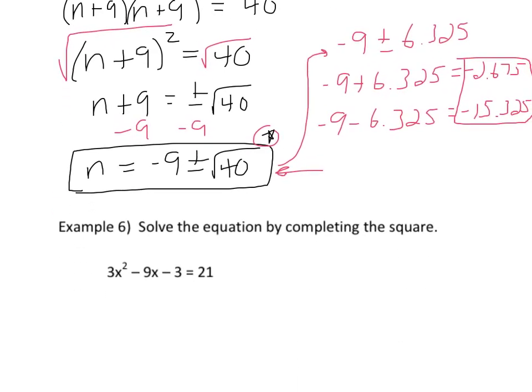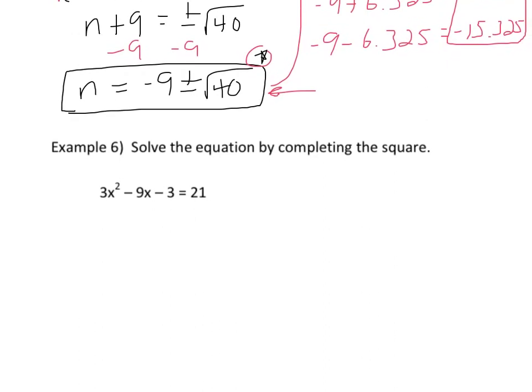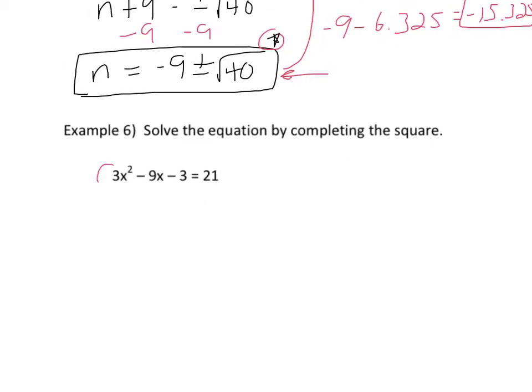In closing for this video, we have another example, and if we look at it, before we can complete the square, we have to have a 1 right here. So we have to divide everything by 3, which would give us x squared minus 3x minus 1 equals 7. Now, I'm not going to go with this any further because this takes on a different kind of question that will be covered more in Algebra 2 Trig.